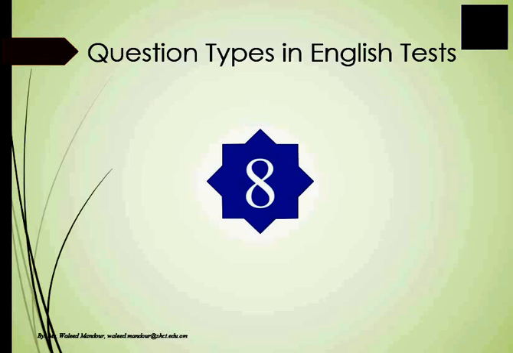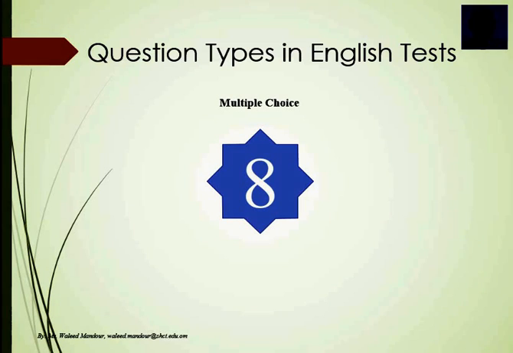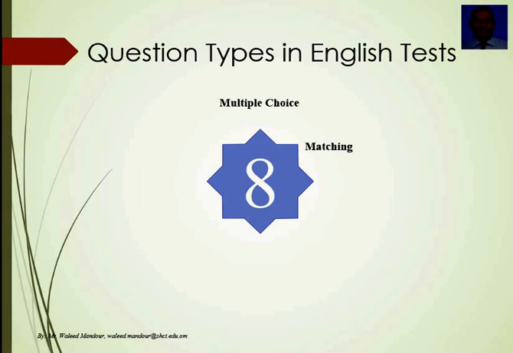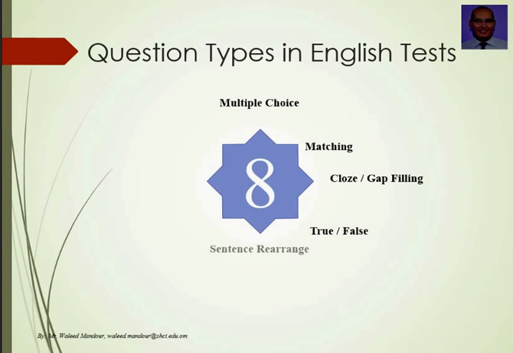Let's start with the question types in English tests. As you can see here on the screen, we have 8 types. The first thing that we are going to go for is multiple choice. Second, we have matching questions. Third, cloze or gap filling questions. True-false questions. Sentence rearrangement questions. Error correction. Transformation and open questions.